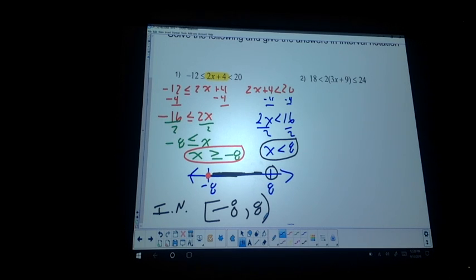I see smiley faces. Like one guy's smiling, and then the other guy has a nose, but he's still smiling.